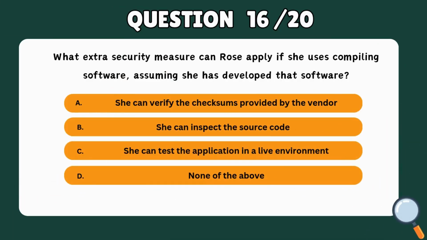Question 16. What extra security measure can Rose apply if she uses compiling software, assuming she has developed that software? Correct answer: B. She can inspect the source code.